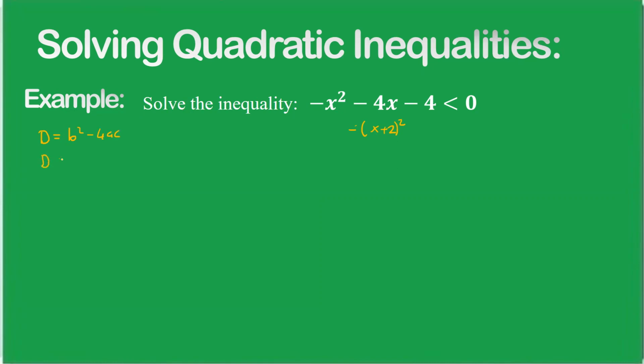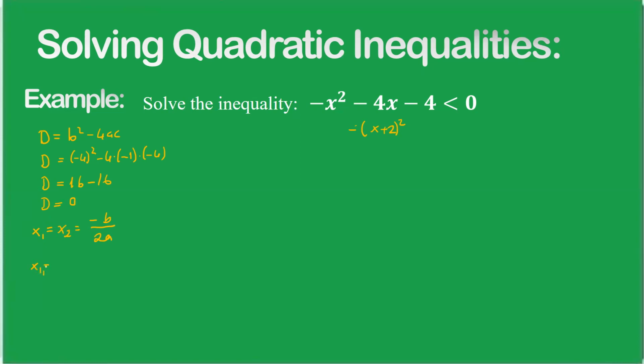Discriminant is equal to minus 4 squared minus 4 times a, which is minus 1 here, and c is minus 4. So d is equal to 16 minus 16. So as you see, d is 0. That is a double root, and remember this one, what becomes the root? x1 is equal to x2 is equal to minus b over 2a.